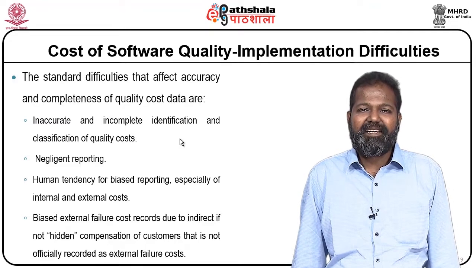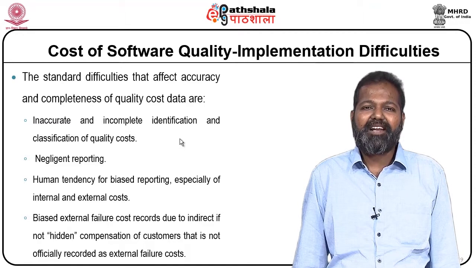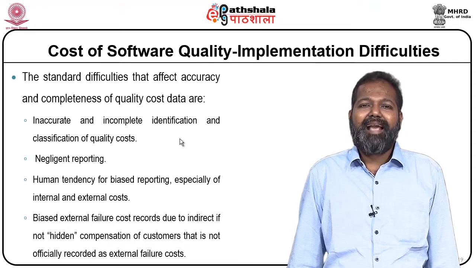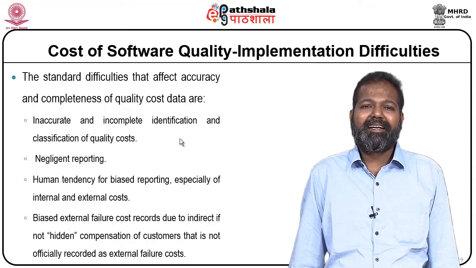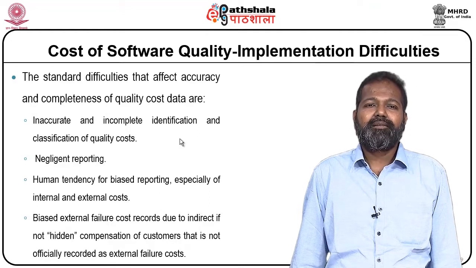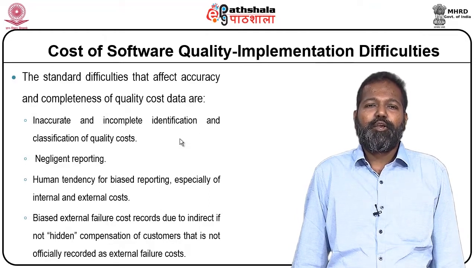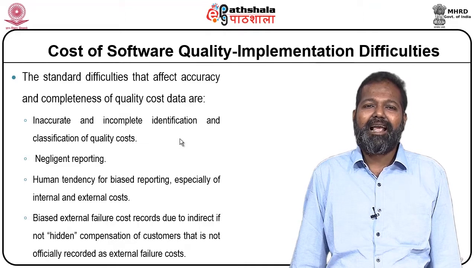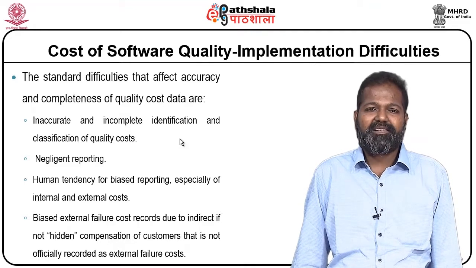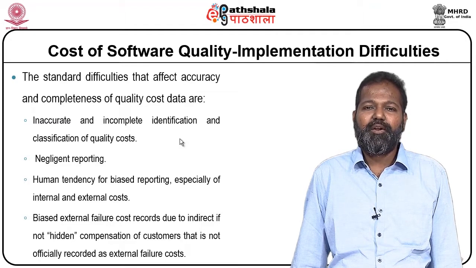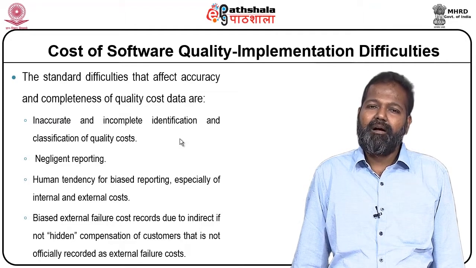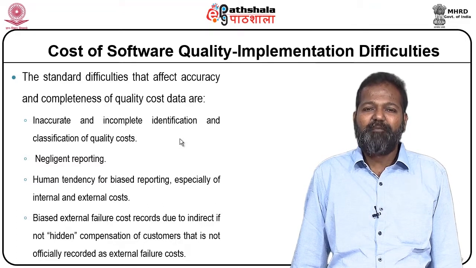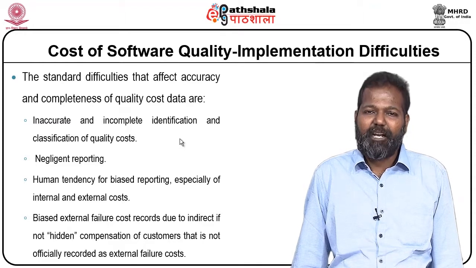Cost of software quality implementation difficulties. The standard difficulties that affect accuracy and completeness of quality cost data are inaccurate and incomplete identification and classification of quality costs, negligent reporting, human tendency for biased reporting, especially of internal and external costs, and biased external failure cost records due to indirect, if not hidden, compensation of customers that is not officially recorded as external failure costs.